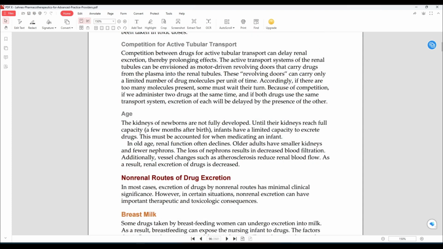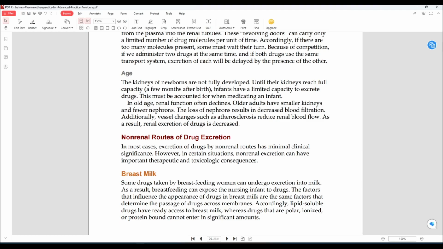And again, age. The kidneys of newborns are not fully developed. Until their kidneys reach full capacity, infants have a limited capacity to excrete drugs. This must be accounted for when medicating an infant. In old age, renal function often declines. Older adults have smaller kidneys and fewer nephrons. The loss of nephrons results in decreased blood filtration. Additionally, vessel changes such as atherosclerosis reduce renal blood flow. As a result, renal excretion of drugs is decreased.